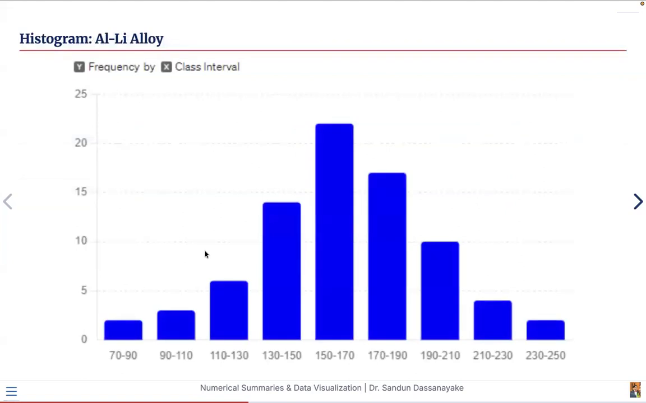So this is the histogram of the aluminum lithium alloy example. So you have the frequency and the distribution, and you can nicely see the values. And if you remember the stem and leaf diagram, you can see that it's the same distribution, but here it's the other way around, with a chart, right?